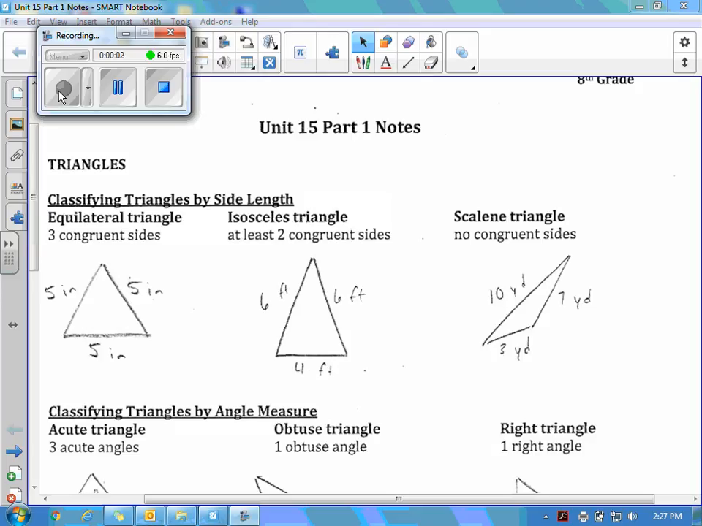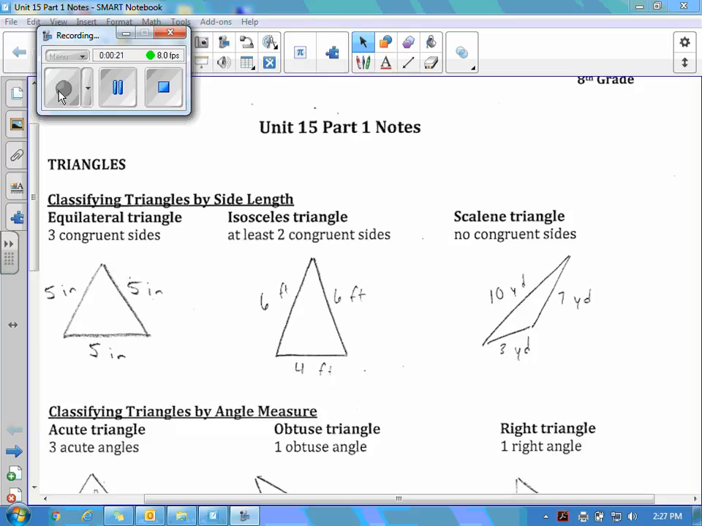In Unit 15, we are continuing to shift towards more of a geometry focus. Some of the things that we talked about in Unit 15 should be reviewed, and some things might be new as well. So in Unit 15, Part 1, we're talking all about triangles. Before we get into actually solving anything with triangles, we're going to talk about classifying triangles.